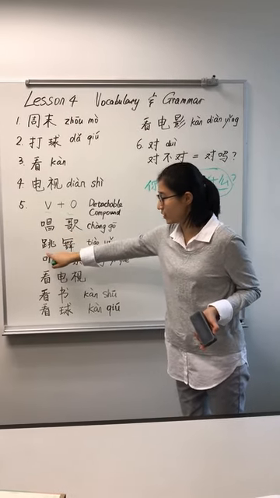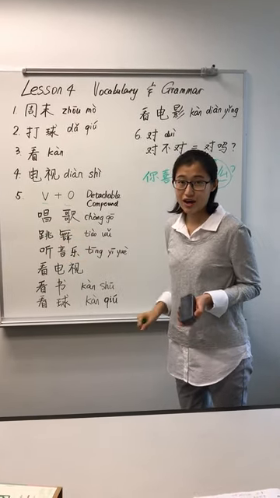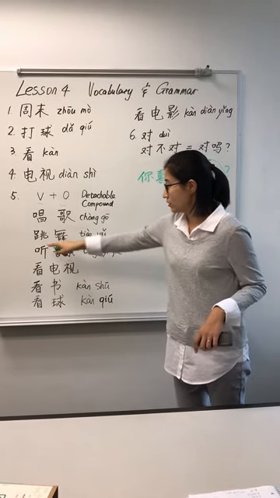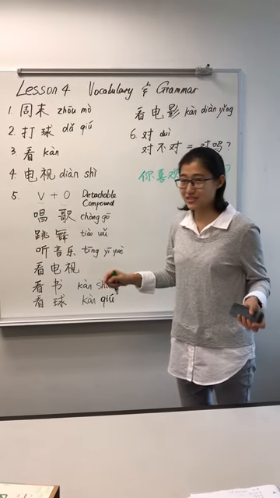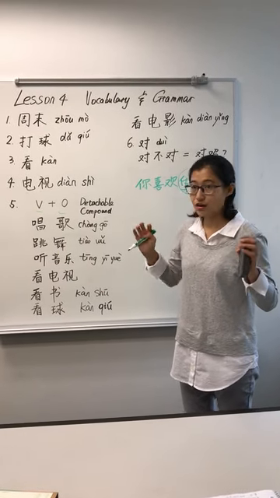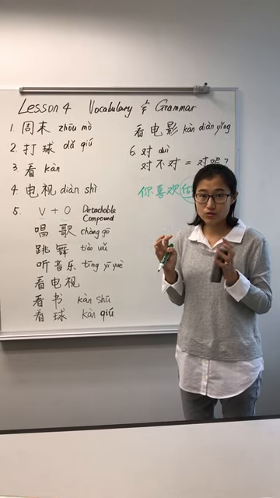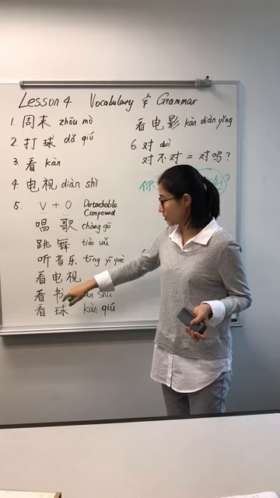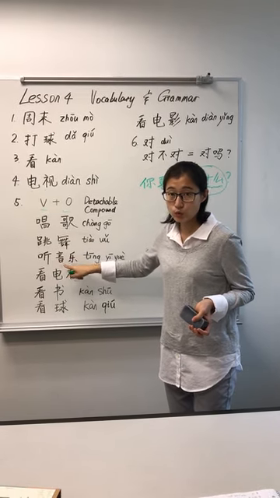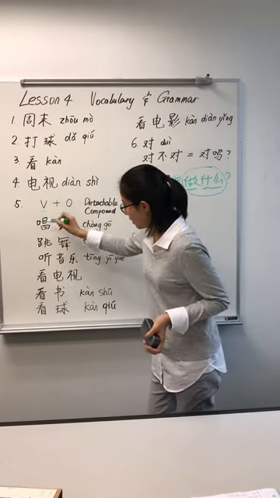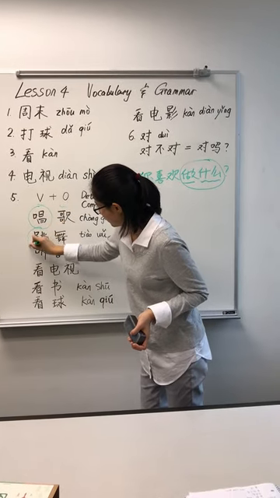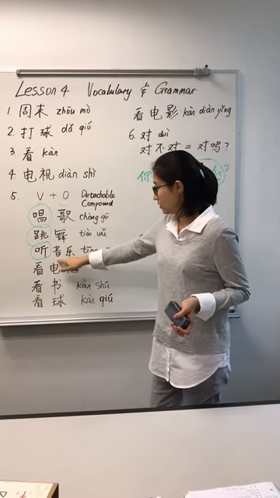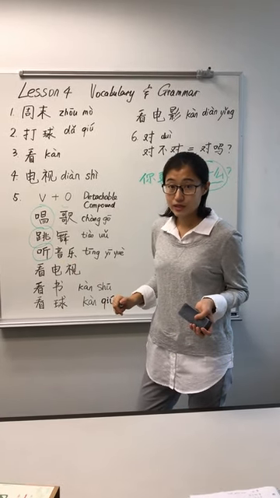唱歌. Next one, 跳舞. 跳 means jump, and 舞 means dance. 跳 jump, dance. It doesn't make sense, but that's a compound noun that means dance. 跳舞. Next one is 听音乐. 听 Listen. This part is a verb. 音乐 Music.